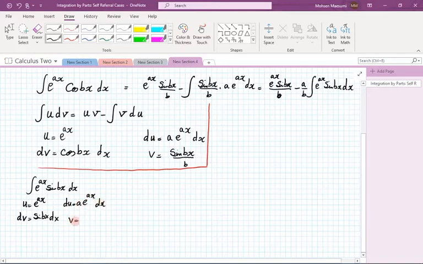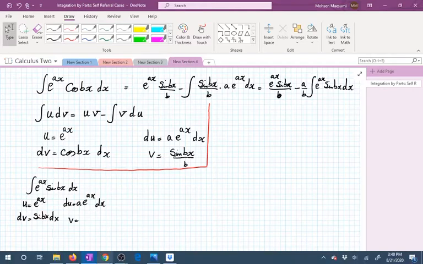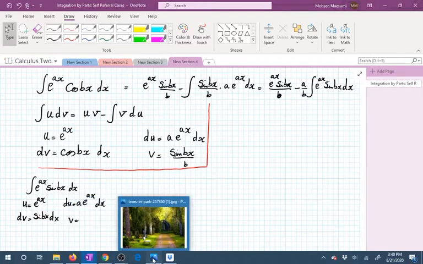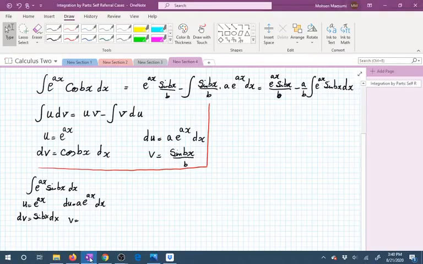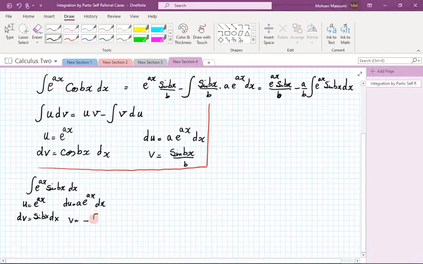And v, what's the antiderivative of sine of bx? Again, let's have the audience participate. What is the antiderivative of sine of bx? Maybe a picture, perhaps a retirement place picture, is going to excite you to get this done. Okay, so this is going to be minus, I didn't get that wrong, did I? Cosine of bx over b.